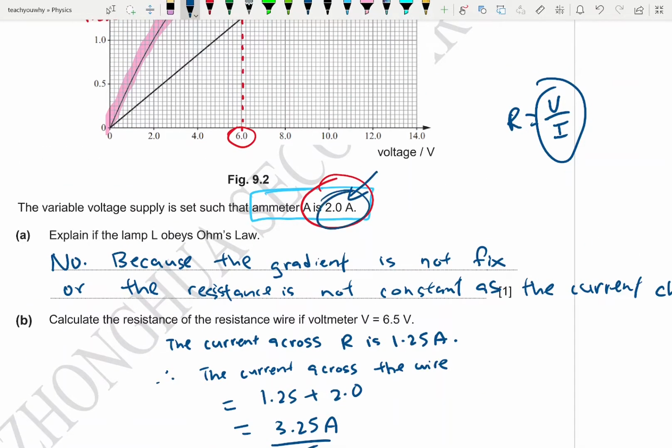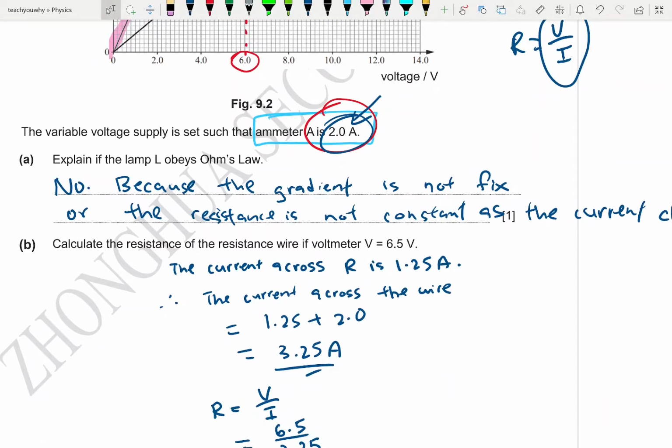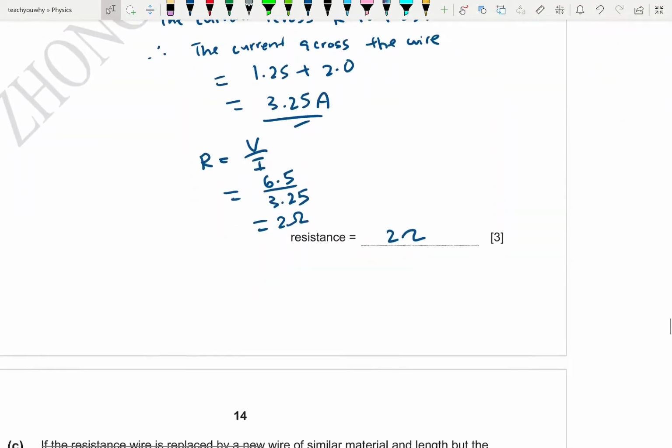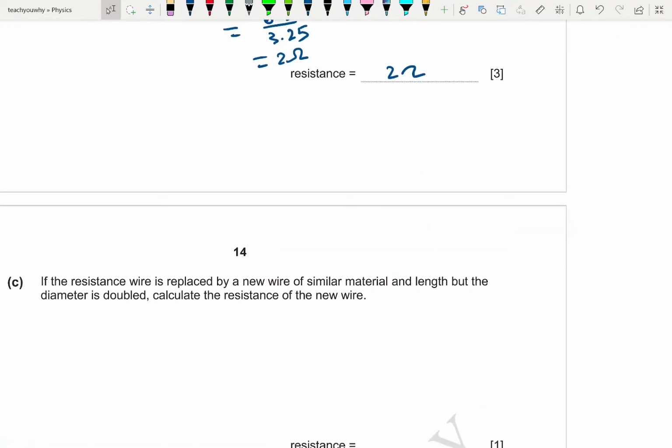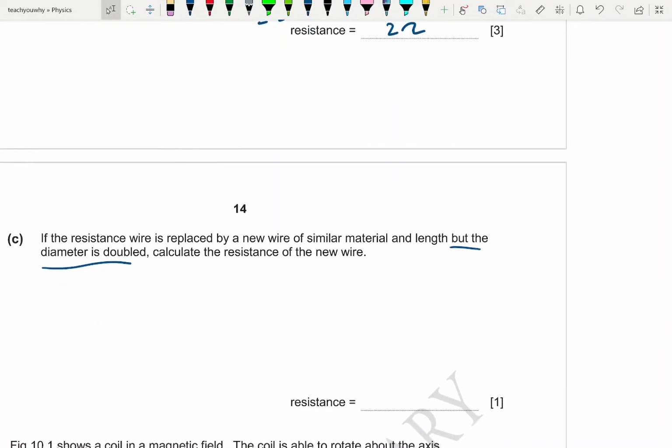If you miss out on these details here, you may not be able to solve the question properly, or you may even get stuck as to what to do next. All right. So next, if the resistance wire is replaced by a new wire of similar material and length, but the diameter doubles, calculate the resistance of the new wire. Okay, so resistance is equal to rho L over A.